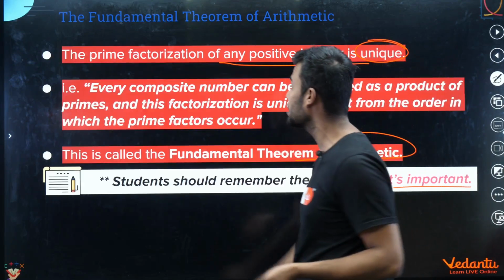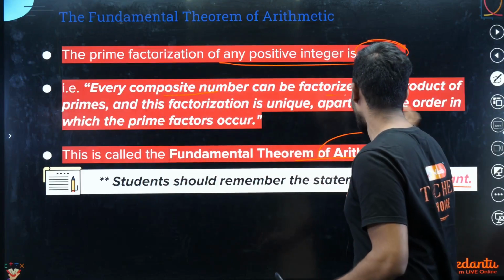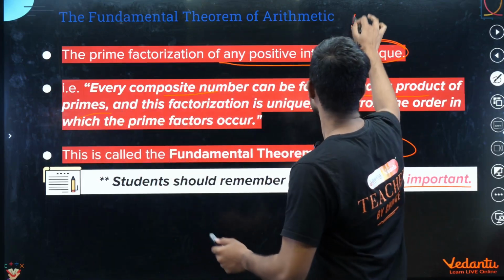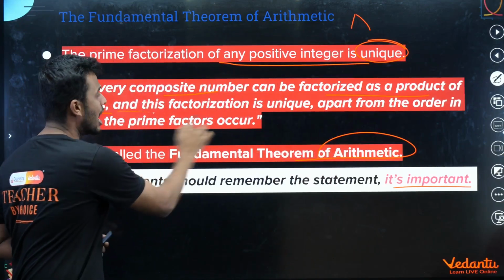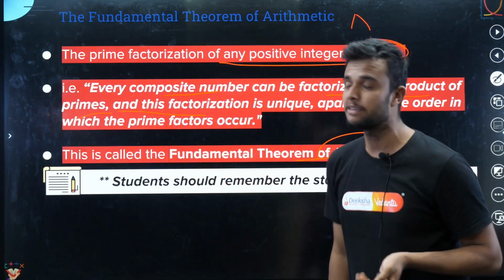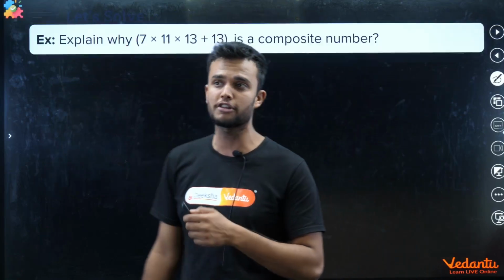First important point. Second one, every composite number can be factorized as a product of primes. In the tree we have so many branches, right? Those are called primes. And this factorization is unique apart from the order in which the prime factors occur. Very important. Okay, students, let's solve some problems.